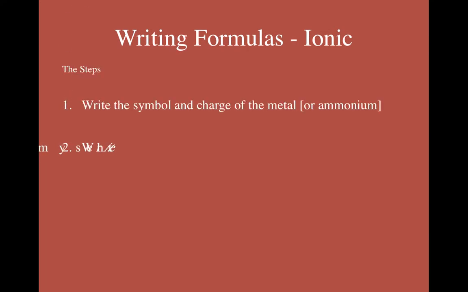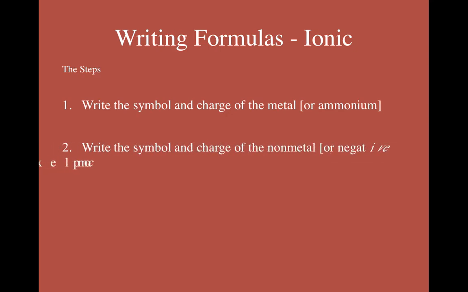So here are the steps. You are going to write the symbol and charge of the metal or ammonium. Ammonium is the only positive complex ion on your table of complex ions you have to worry about. Then you write the symbol and the charge of the non-metal or negative complex ion. Most complex ions you run into are negative. So those two steps are really easy. Just look them up, write them down.